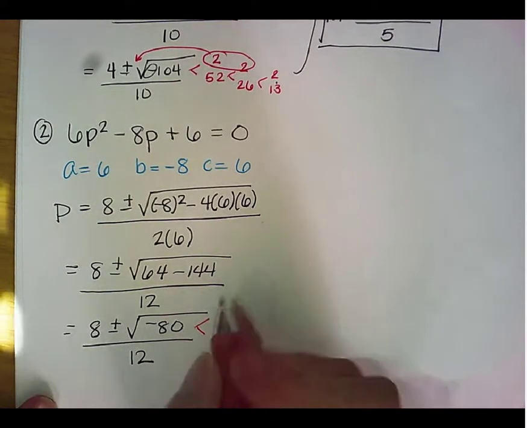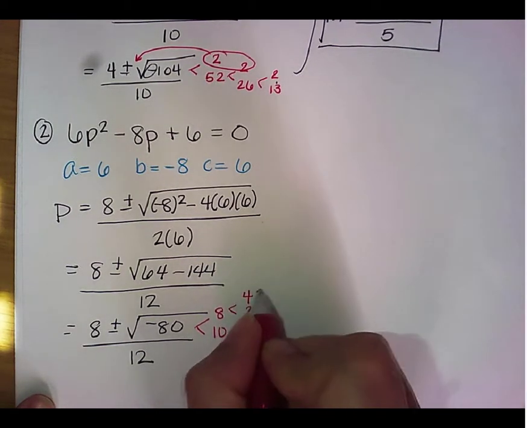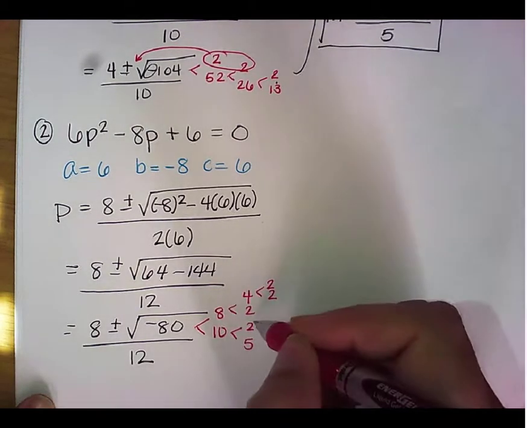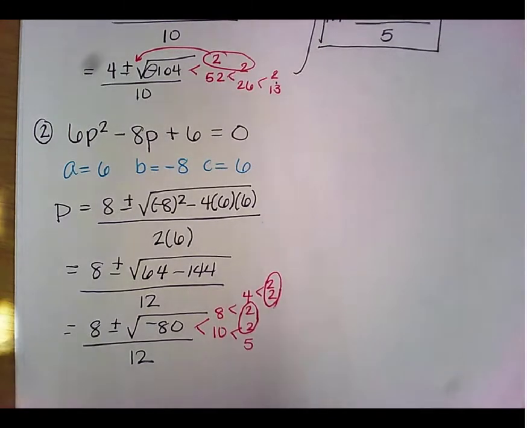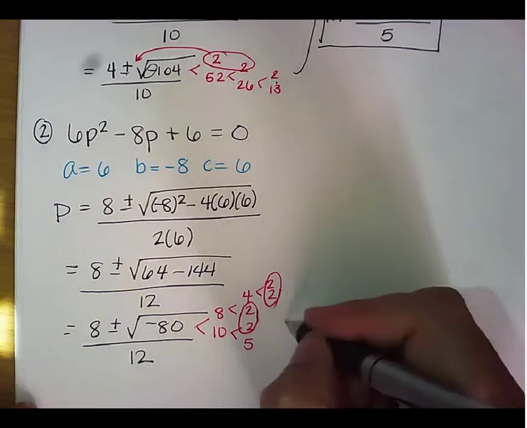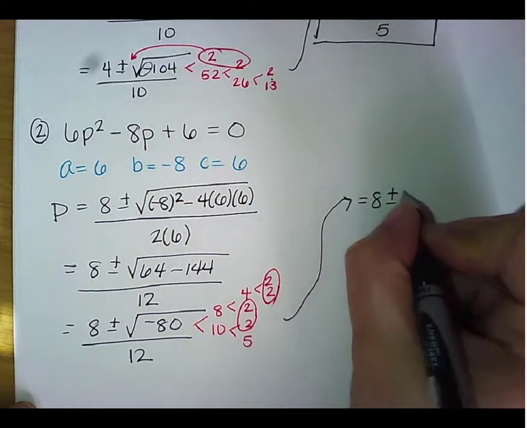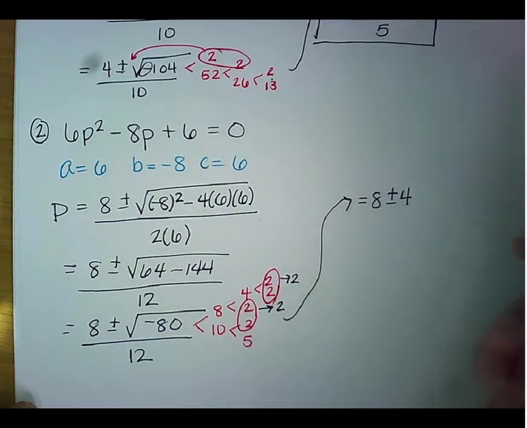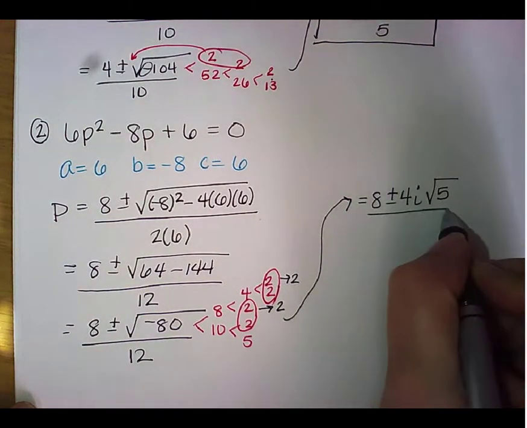So, or just break down the 80. So we've got 8 times 10. This is 4 times 2. 2 times 2, and then 10 is 2 times 5. So notice that we have a pair of 2's and another pair of 2's. So when we pull out from our square root, I'm going to do it up here, it's going to be 8 plus or minus 4, because we're going to multiply the 2 from this guy and the 2 from that guy. And we're going to bring out our i since it was a -80, and the only thing left under is the square root of 5 over 12.